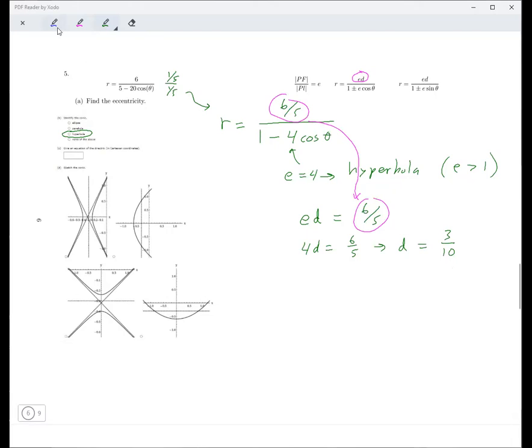So we have a minus and cosine. So that means the directrix is x equals negative 3/10. Sorry for the bad spelling and whatnot. So I look for the directrix at x equals -3/10.